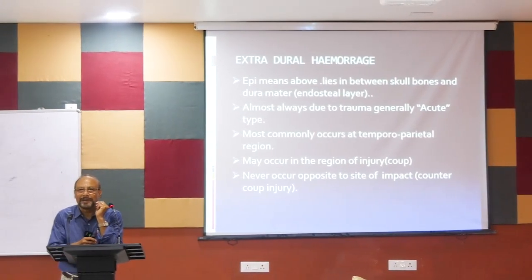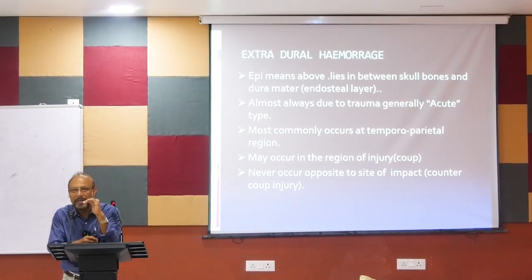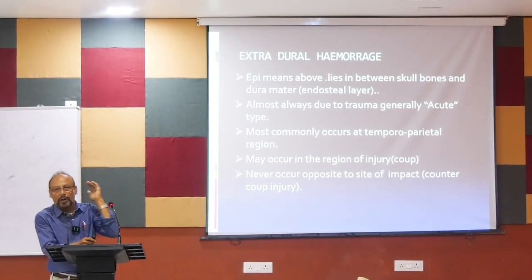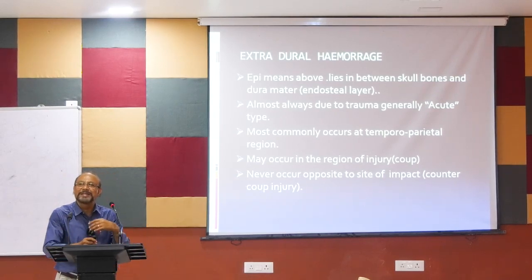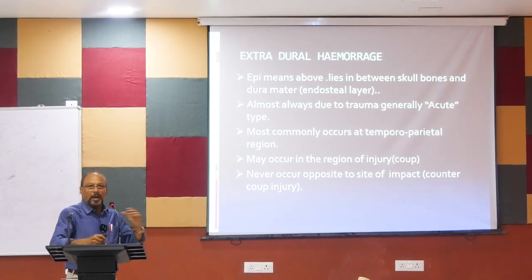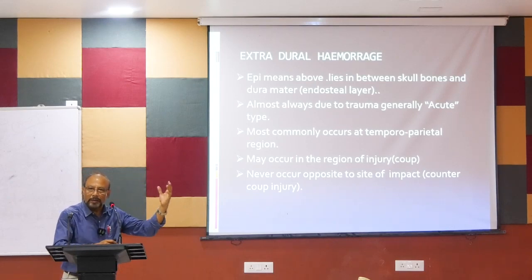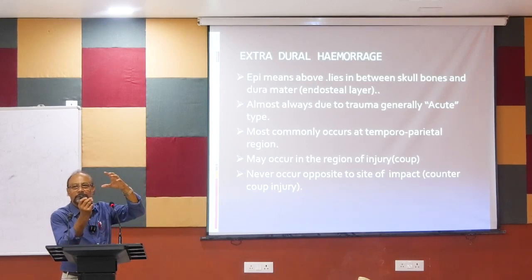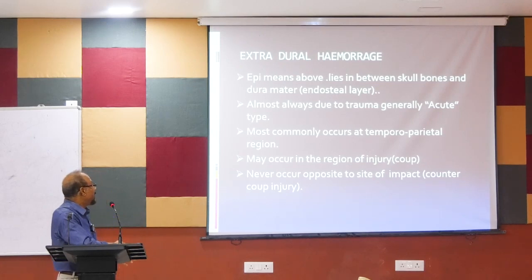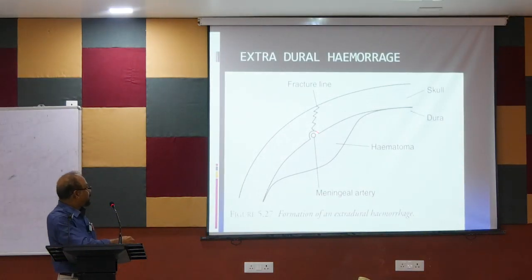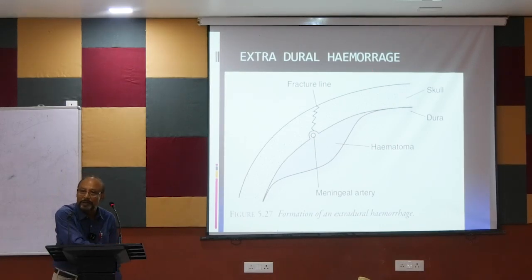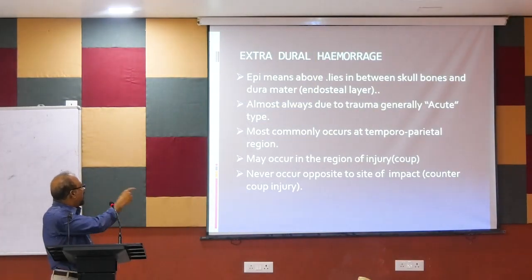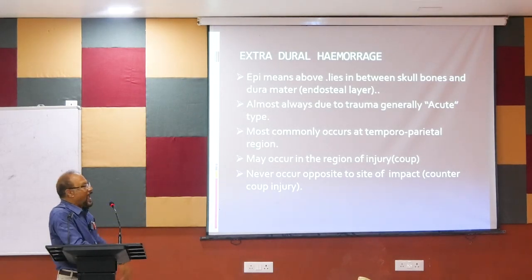Epidural or extradural means what? Epi, above the dura. So epidural hemorrhage is also the extradural hemorrhage, outside the dura. Naturally what happens? This is the space between the bone and dura, the skull and dura, the epidural space. Blood collects between the bone and the dura. It is almost always due to trauma, generally acute type. This hematoma is always due to trauma.